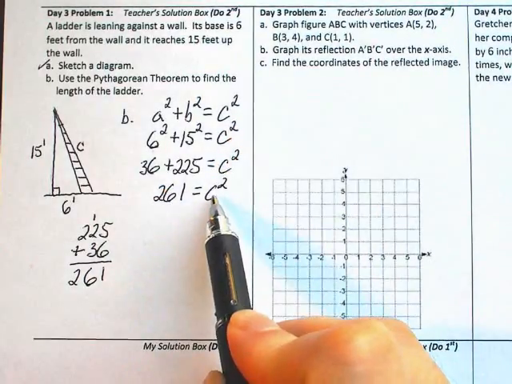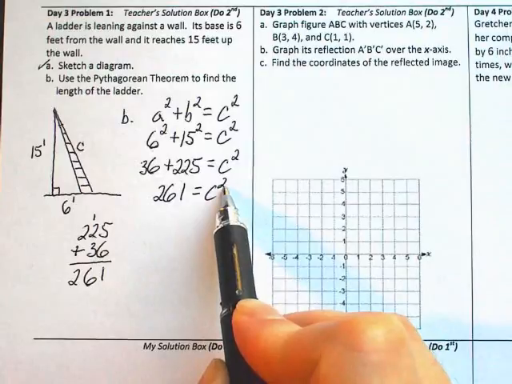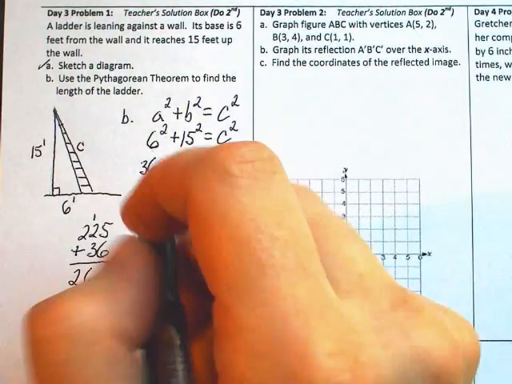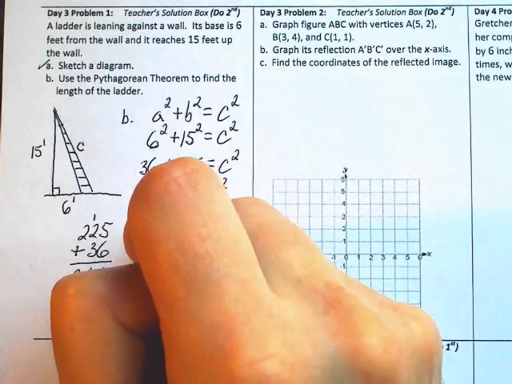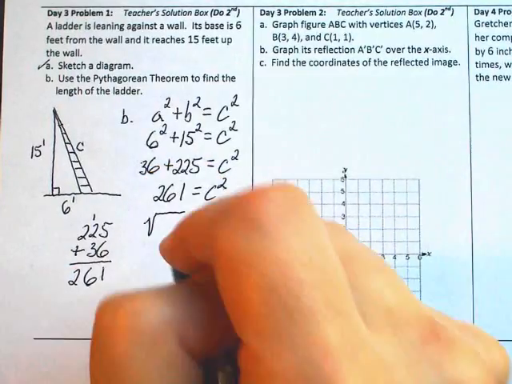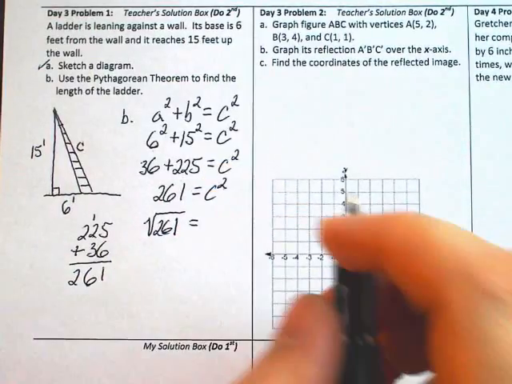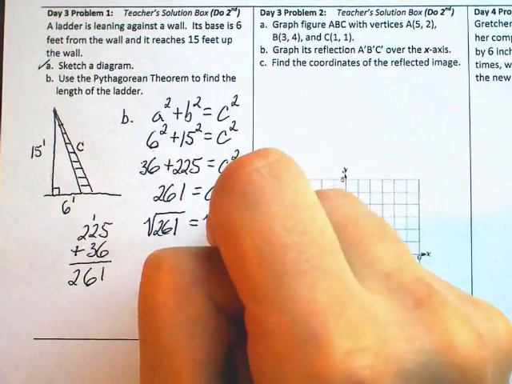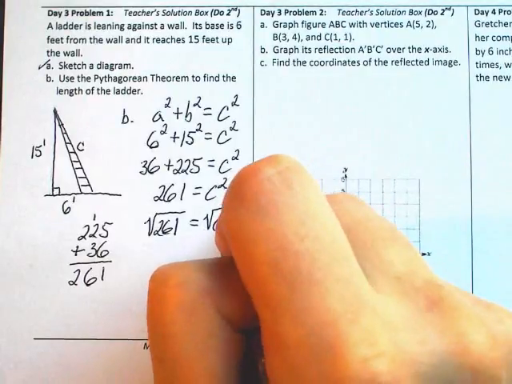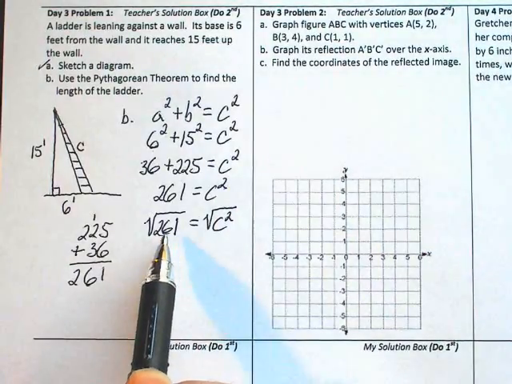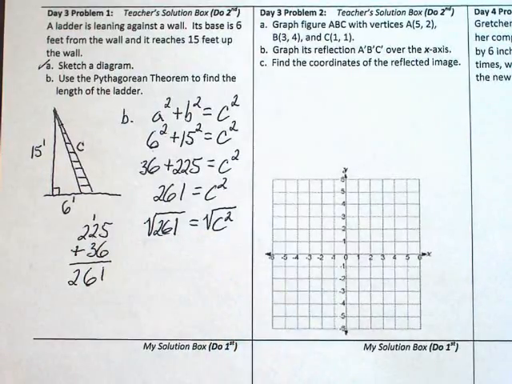Now I want to solve for C, so I need to remove this exponent of 2, and the way that I can do that is using a square root. So on the left side of the equation, the square root of 261, and again on the right side of the equation, the square root of C squared. Now figuring out the square root of 261.